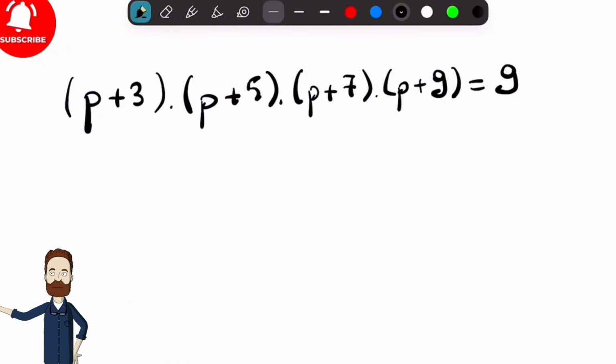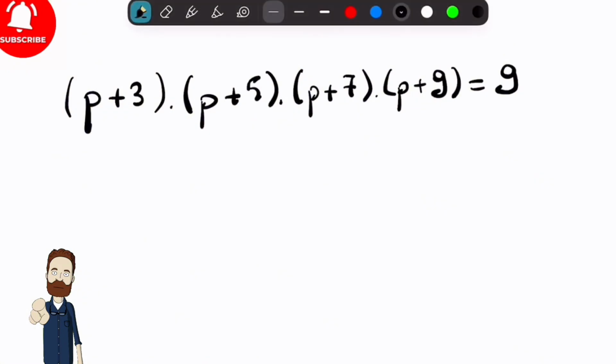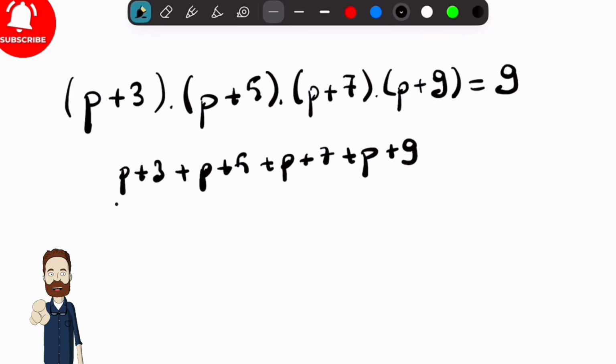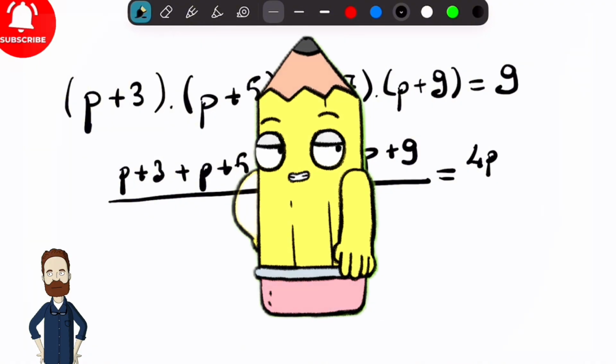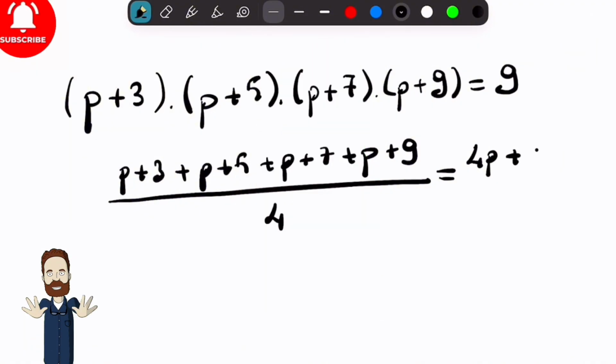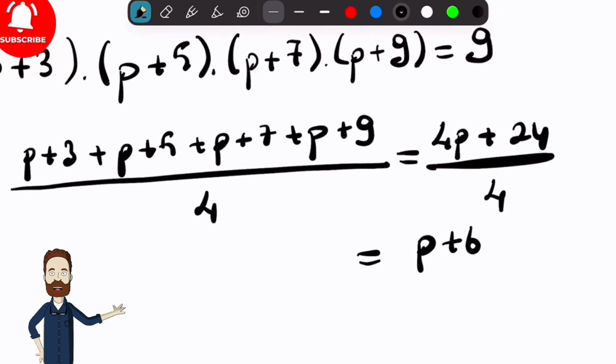When I look at the numbers given here, if you pay attention, they go in the form of consecutive odd numbers. In total there are 4 terms, and I'm trying to get the middle one. Since there are 4 terms, I divide by 4: (4p + 24) divided by 4, and p + 6 comes out.